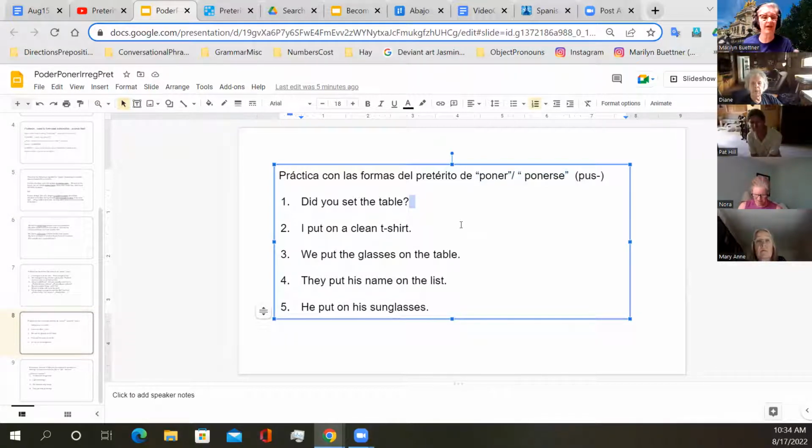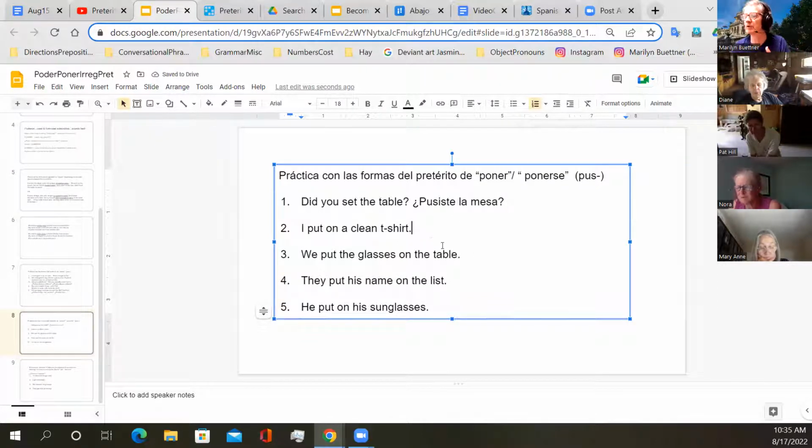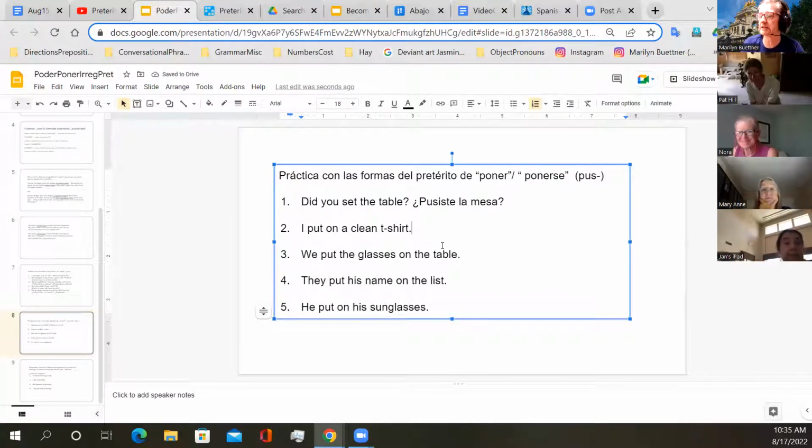So if you want to just ask somebody, hey, did you set the table? ¿Pusiste la mesa? Sí. Uy, can't get my question marks to work here. Aquí. Pusiste la mesa. Did you set the table? Because poner is used for set as well.